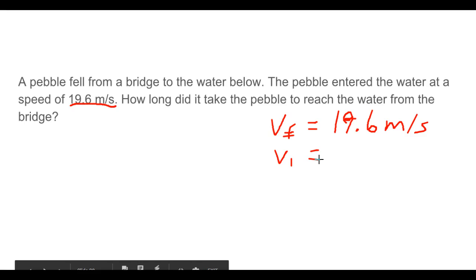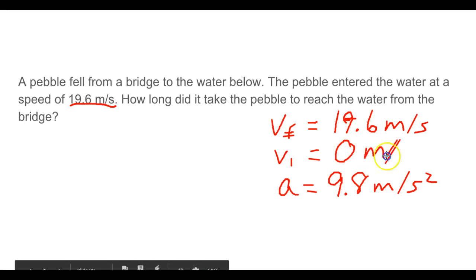And then I want to know how long it took. That's my question. But I do know what my acceleration is. Because it's something that's falling, that means I'm in free fall, which means my acceleration is 9.8 meters per second squared. Okay, so my initial velocity, because it's a pebble that fell, initially it's sitting at 0. It's not moving when it first starts, so therefore it does not have a velocity.